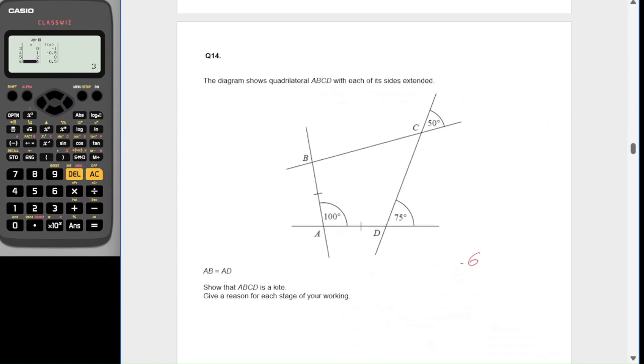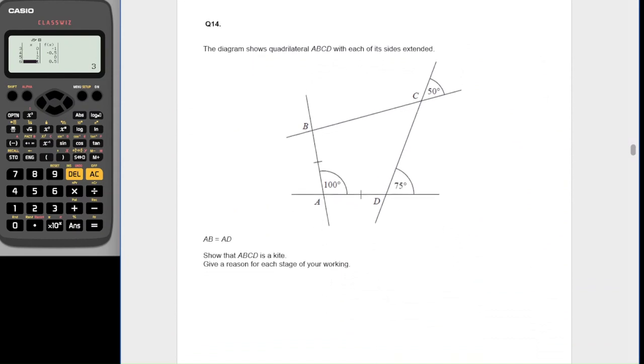Right, question 14. This diagram shows a quadrilateral. AB is equal to AD. That implies that we've got a kite. Show that it is a kite. So the properties of a kite would be that we've got two equal sides, one pair of equal opposite angles.